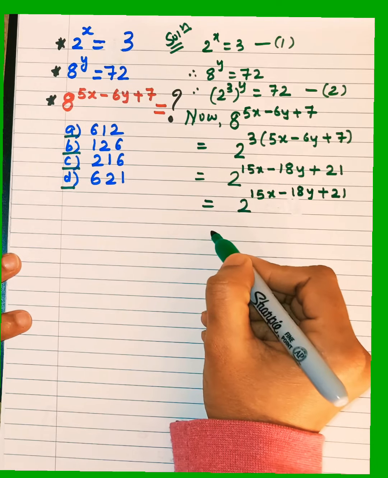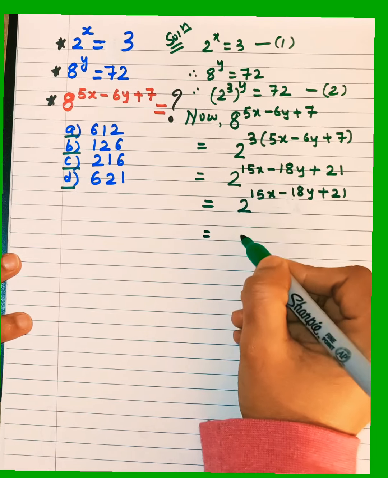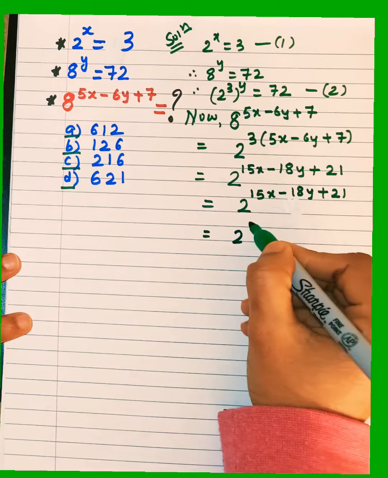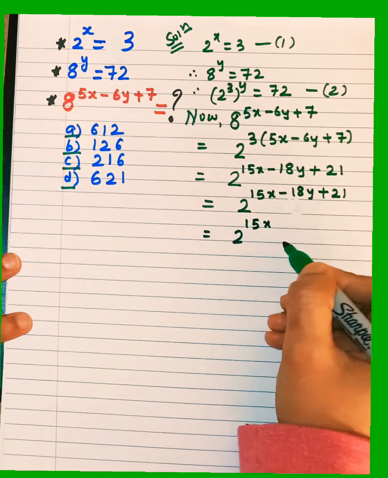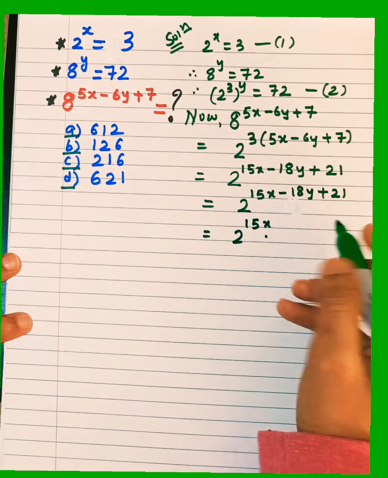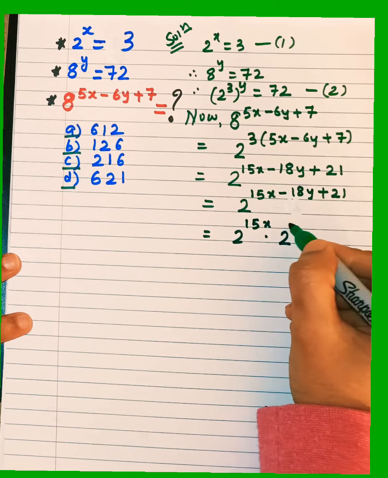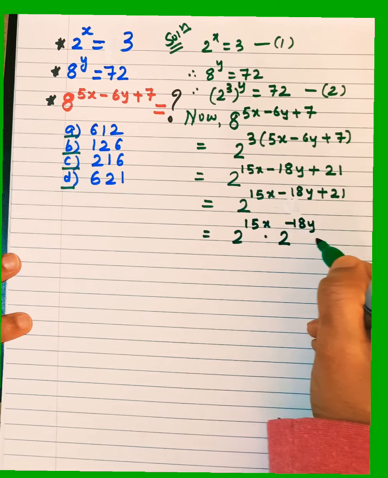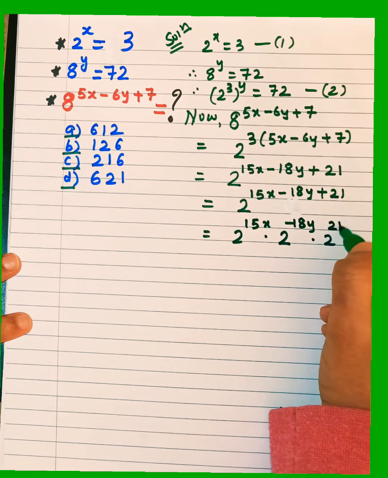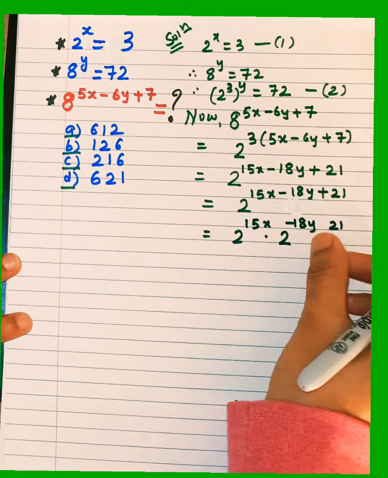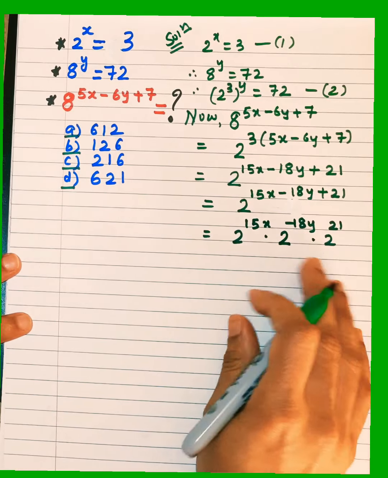So how will we separate it? In place of 2 raised to 15x minus 18y plus 21, I will write it as 2 raised to 15x, into 2 raised to minus 18y, into 2 raised to 21. So I have separated this like this. I have taken each part separately.